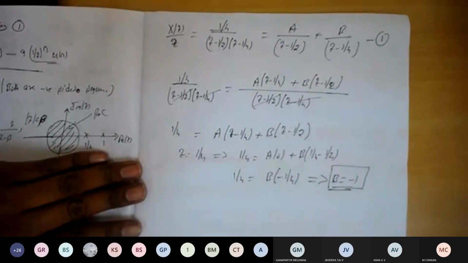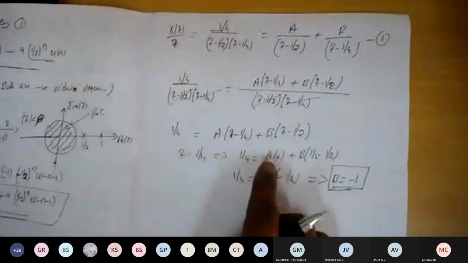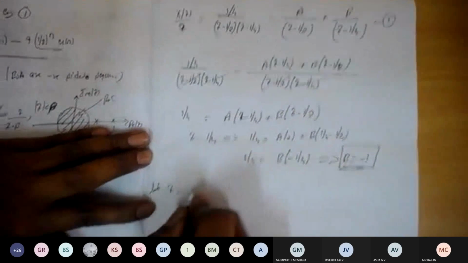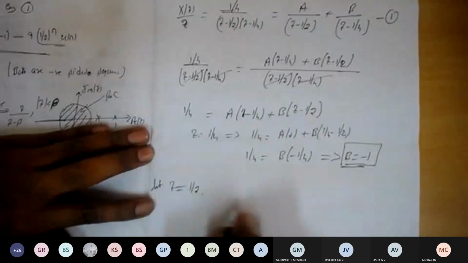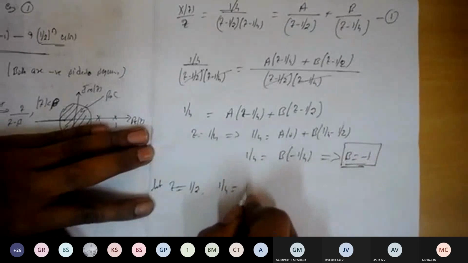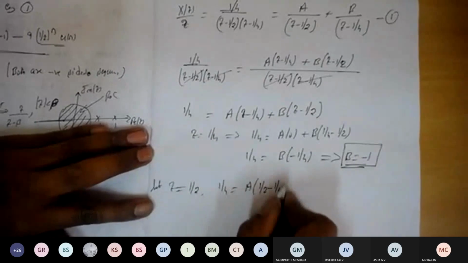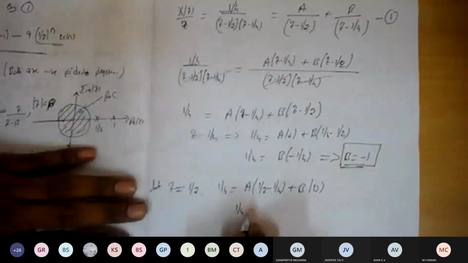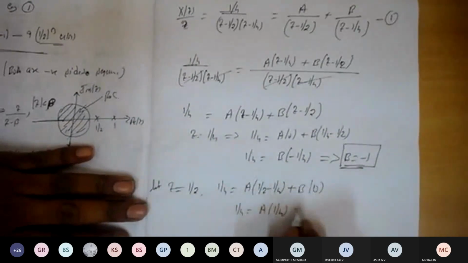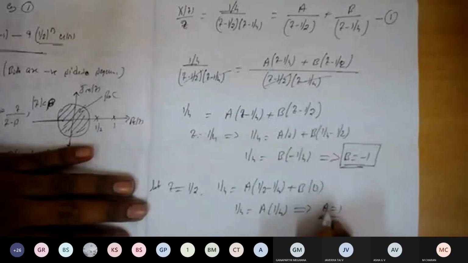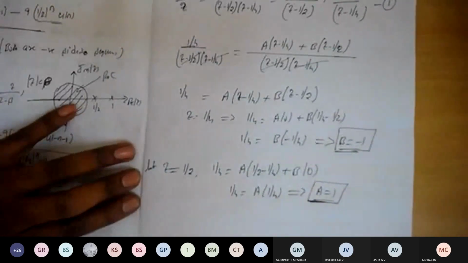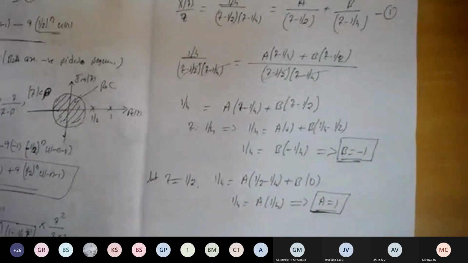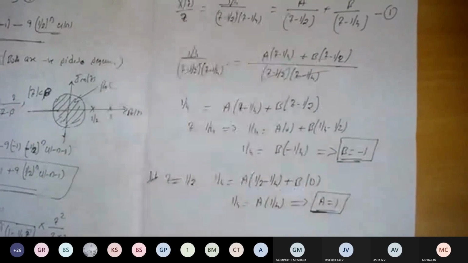And similarly, we'll substitute z is equal to 1 by 2 so that we'll get the value for a. So let z is equal to 1 by 2. This implies 1 by 4 is equal to a into 1 by 2 minus 1 by 4 plus b into 0. So this has become 1 by 4 is equal to a into 1 by 4. This implies a is equal to 1. A is equal to 1.